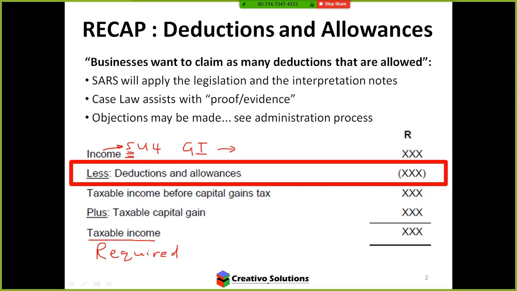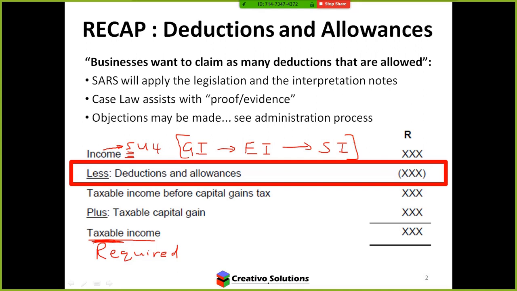Then you're going to provide for any exempt income line items. So exempt income, things that aren't going to be taxable, right? So things that are excluded from the taxable income. And you might have to include any special inclusions. So those are the three things that you need to look at.